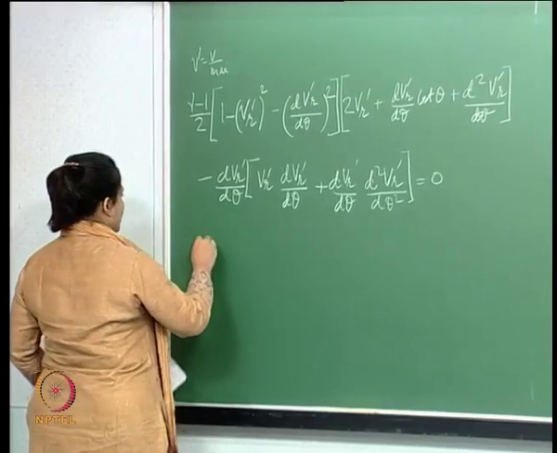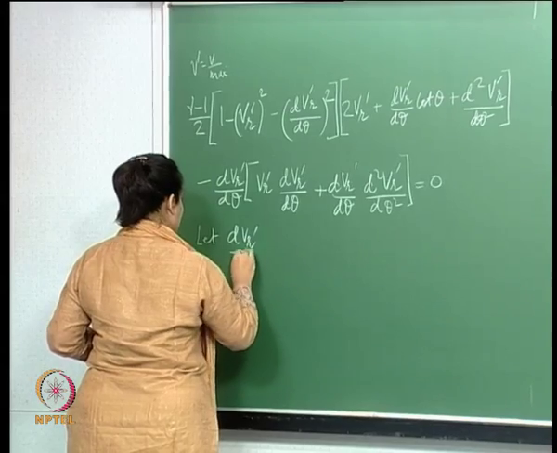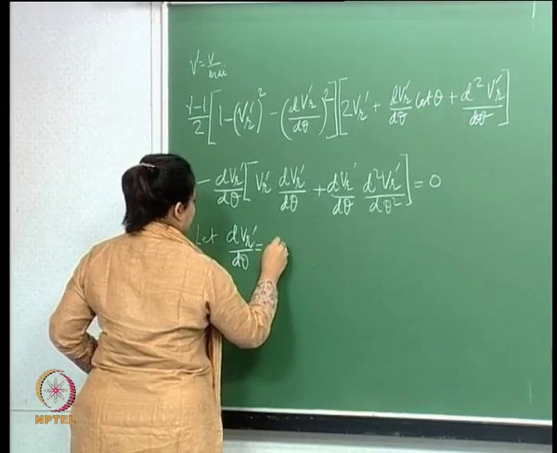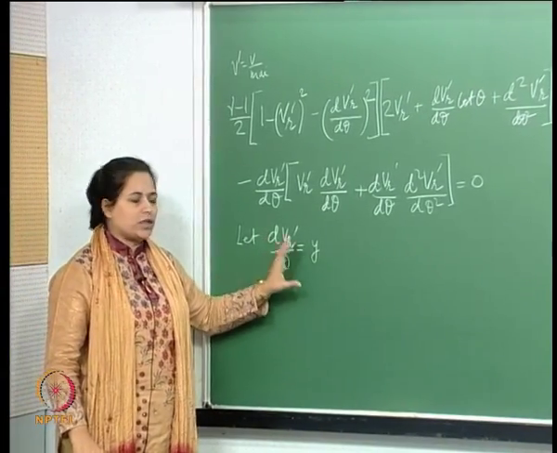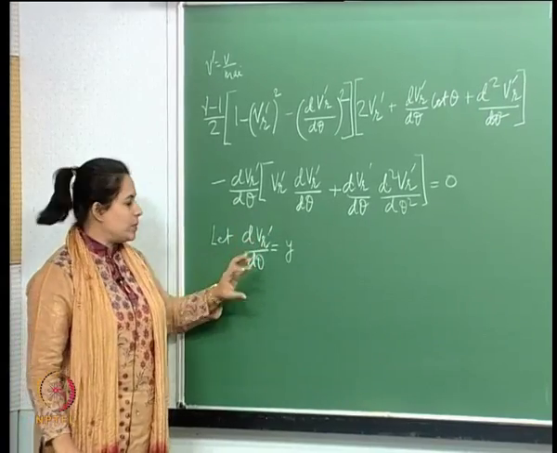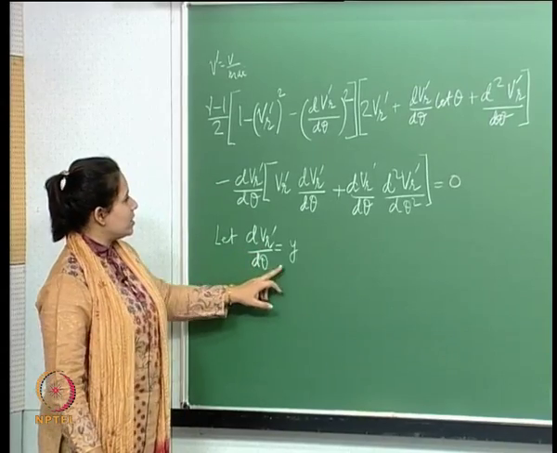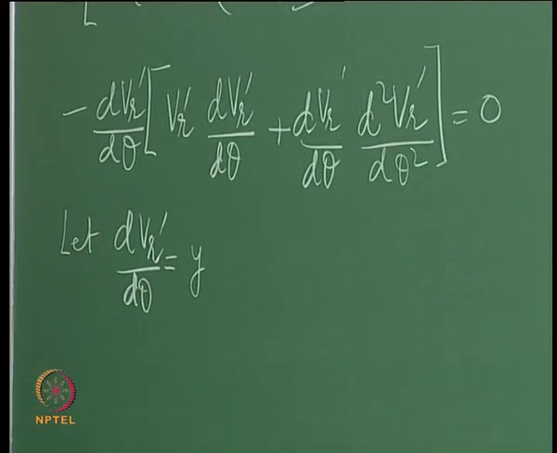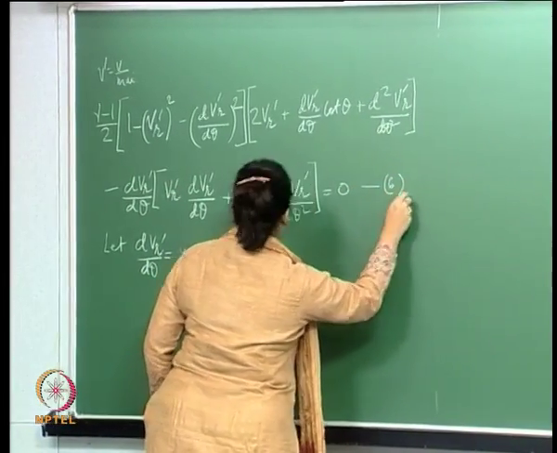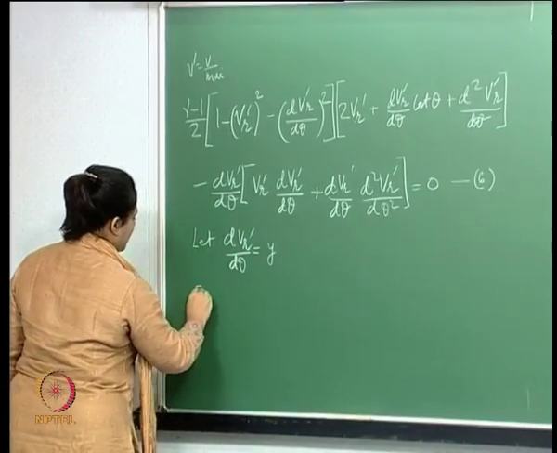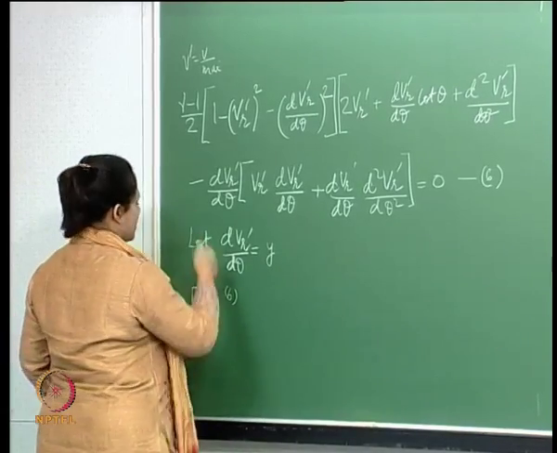So let's say here, this y out here is just a parameter. It's a dummy variable, so to speak. Let's say dVr dash by d theta is equal to y. If we do that, then what happens to this equation 6? This was equation 6 as we derived it. So what we get, you can see from here itself.